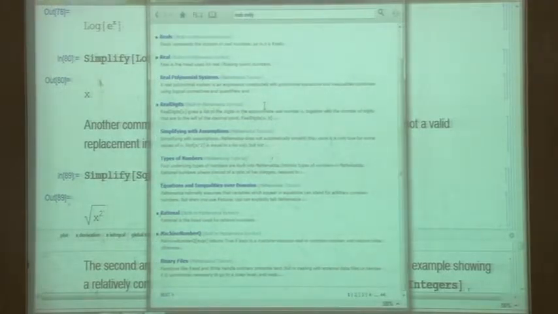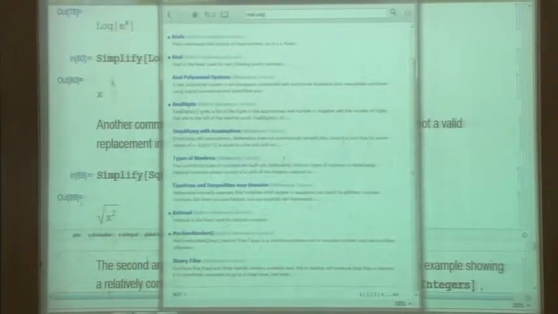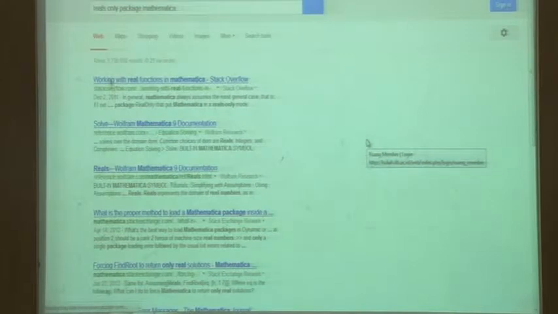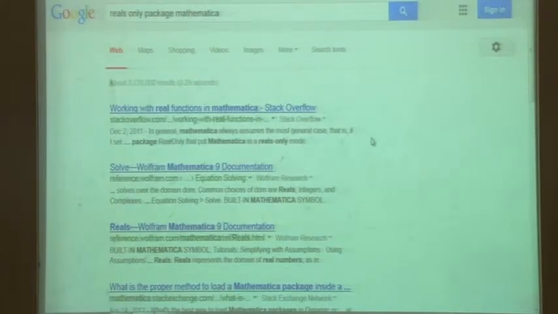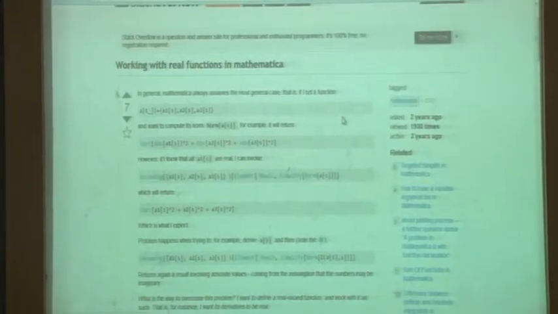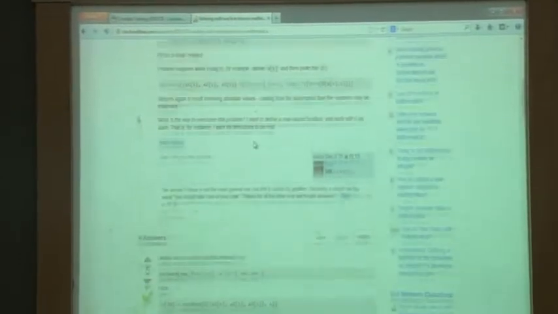It's not here. If you Google it, you'll find it: reals only package in Mathematica. Let's do it now. Let me go here, reals only, package Mathematica. There you go. That's where people get frustrated, right? So what they recommend is to use reals only or make assumptions.